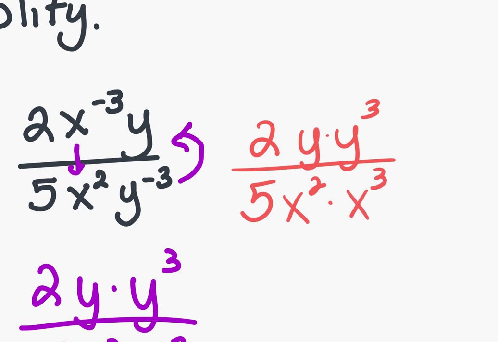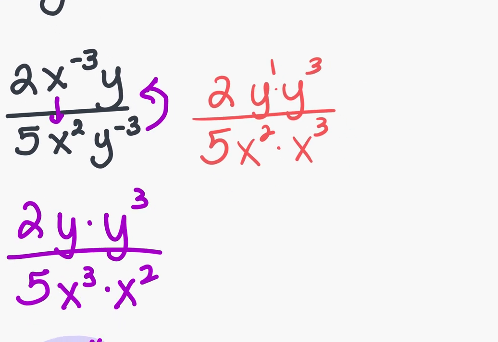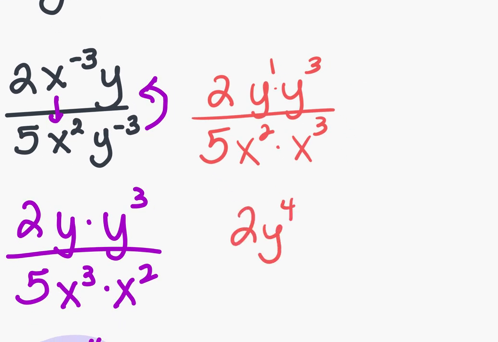And then what do we do when we multiply with the exponents? Add them. So in the numerator you get 2y to the 4th, and in the denominator you get 5x to the 5th.